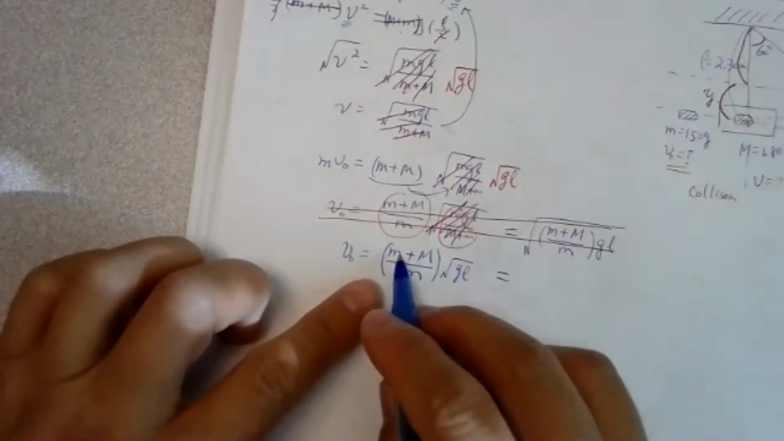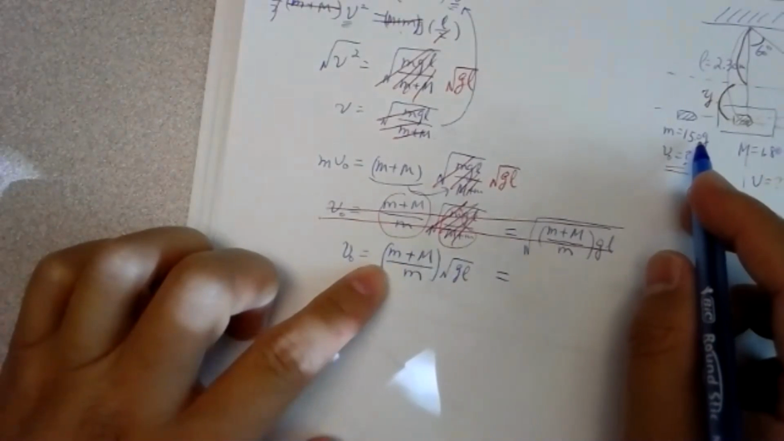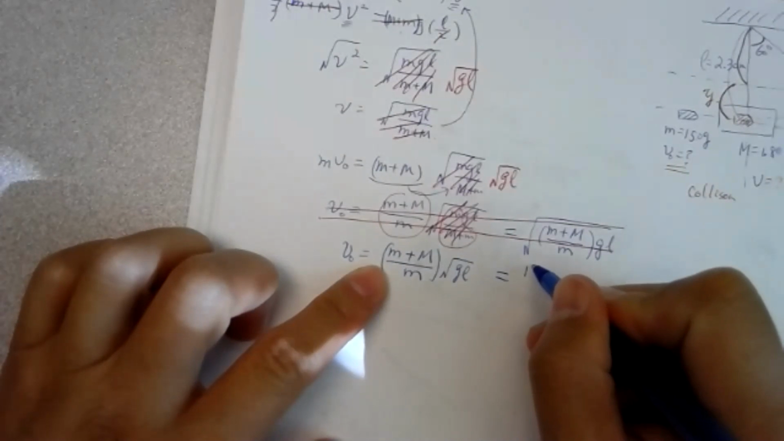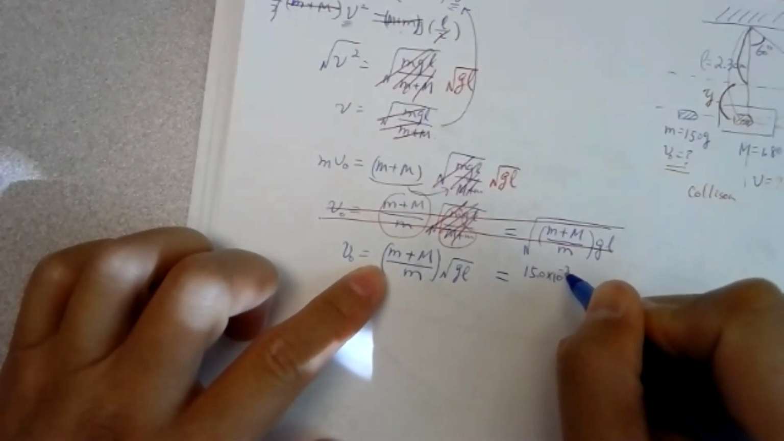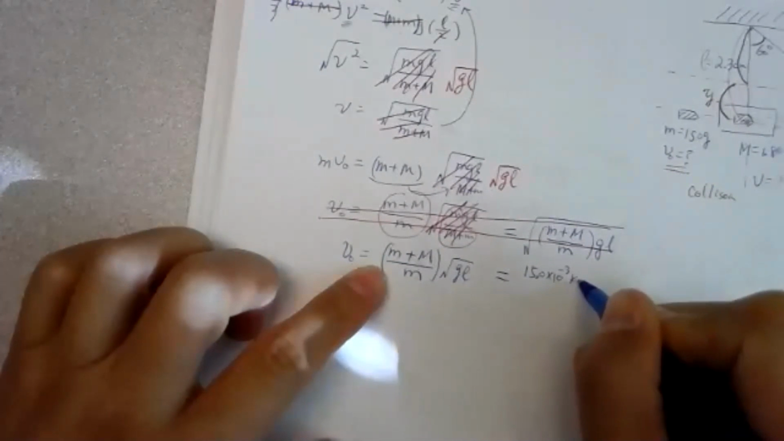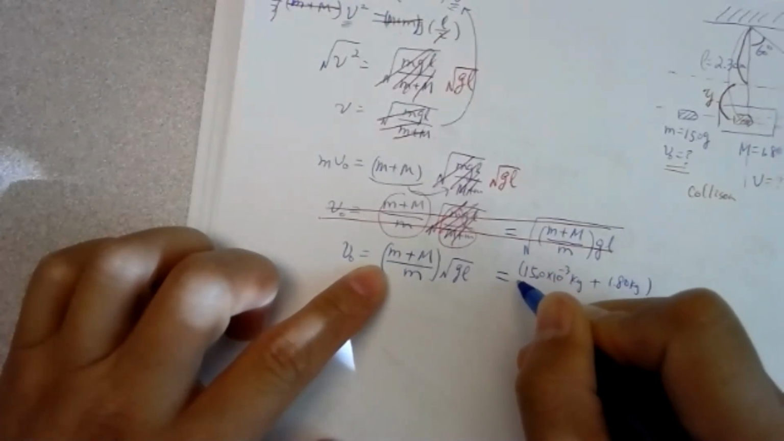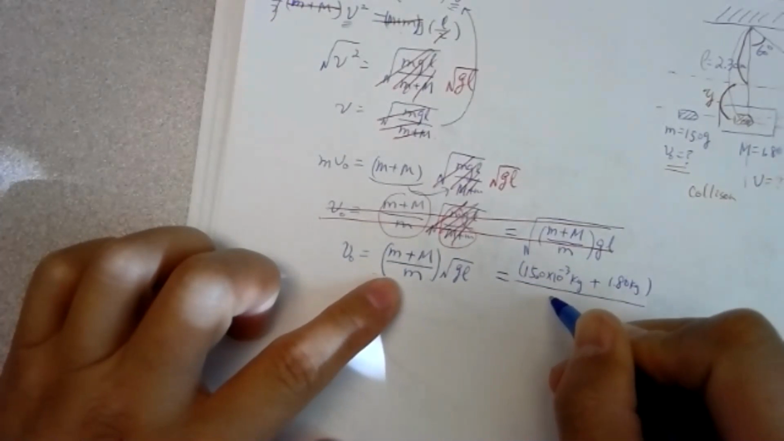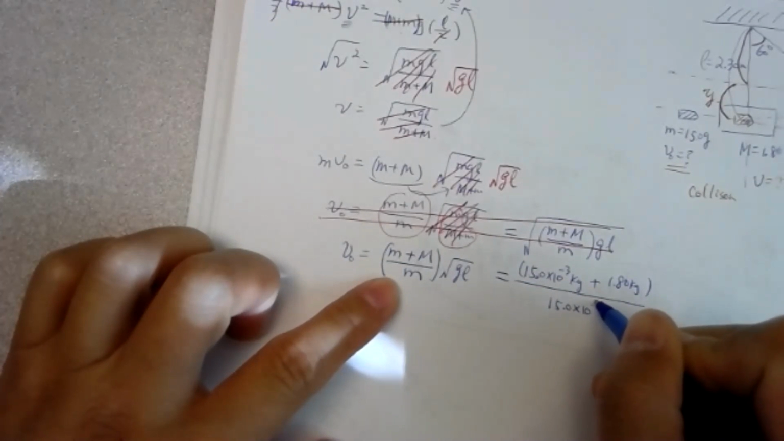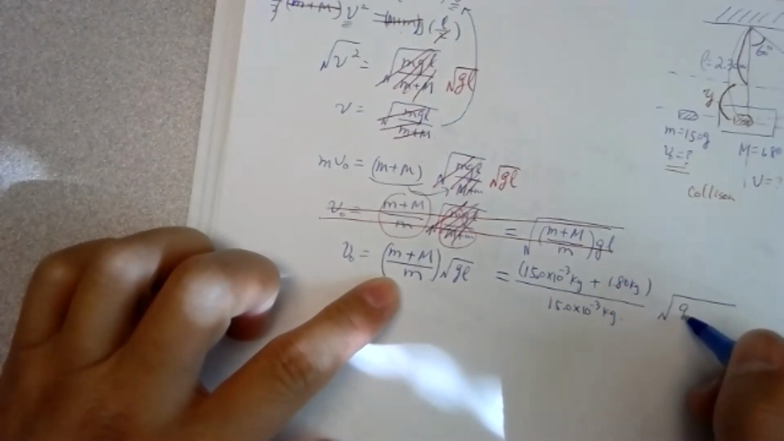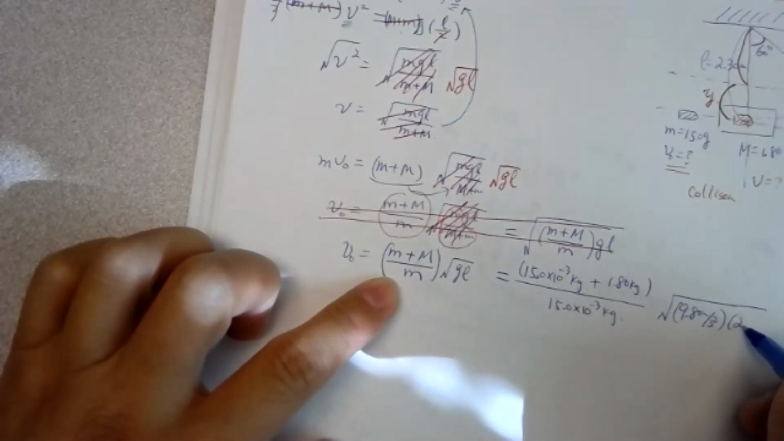So small m is 15.0 grams. You want to convert it into kilograms, okay? So 15.0 times 10 to the minus 3 kilograms plus 1.80 kilograms, and then divided by the small m, 15.0 times 10 to the minus 3 kilograms, okay? And then multiply the square root of g, 9.8 meters per second squared, times 2.3 meters, okay?